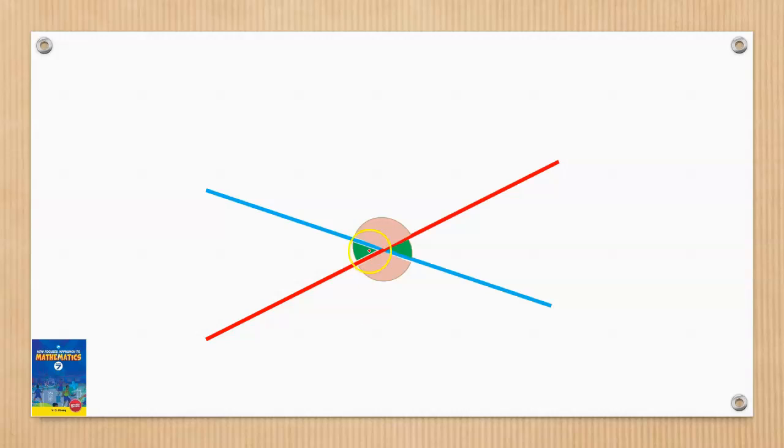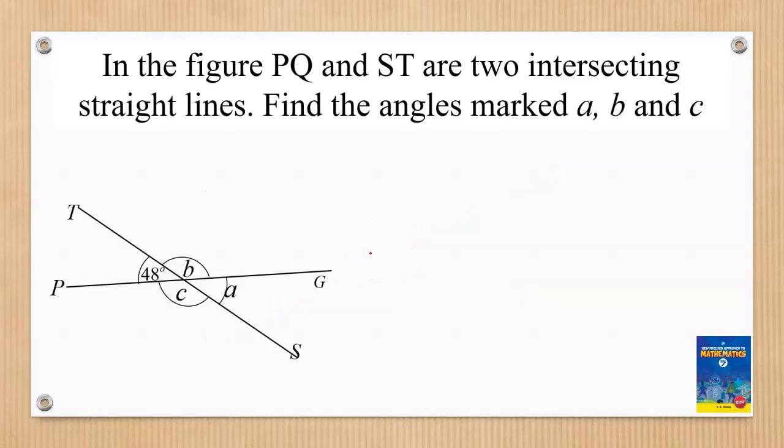Okay, now let's solve a few questions to get the concept used. We have a diagram here. They said in the figure PQ and ST are two intersecting straight lines. Find the angles marked A, B, and C. So if you look at the angle marked A, this angle and that angle are vertically opposite. So we can say A is equal to 48 because we've learned that vertically opposite angles are equal.